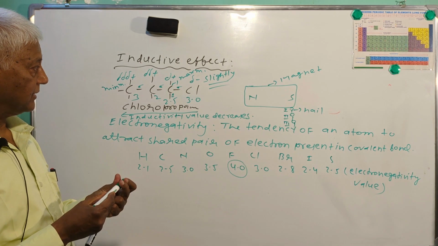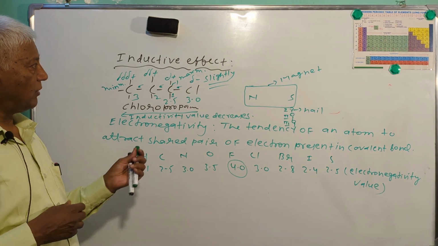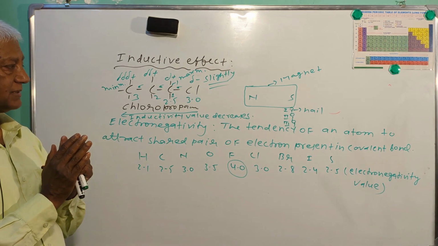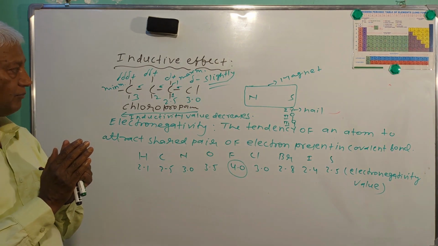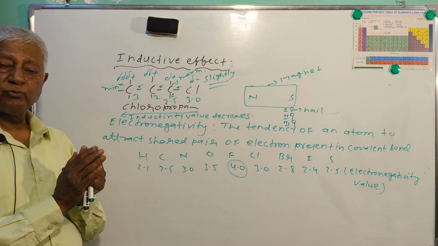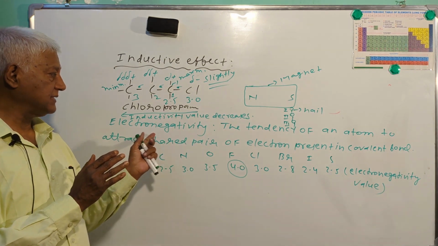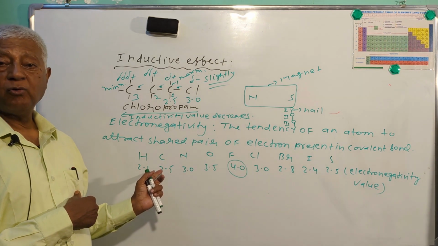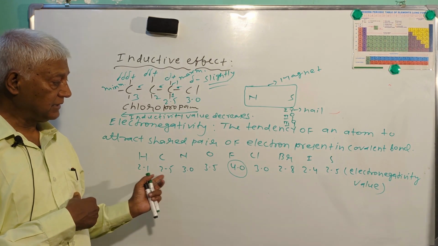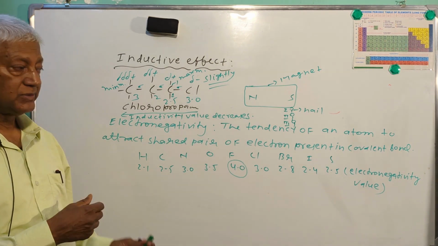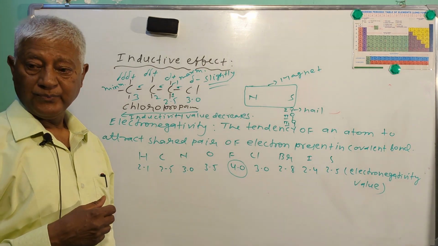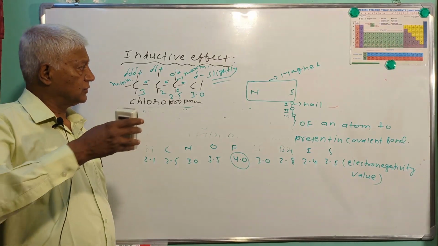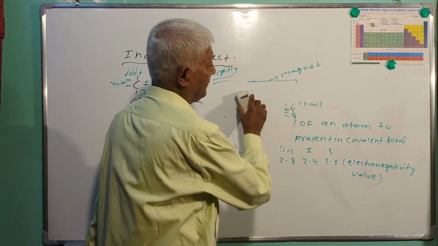So what you see over here, I think we have clear. So what is the inductive effect? The inductive effect is the partial shifting of the sigma bond in the covalent bond. Why? Due to difference in electronegativity value. I have already given you the data. This data we must learn. It's very important for knowledge. So we are talking about the inductive effect.